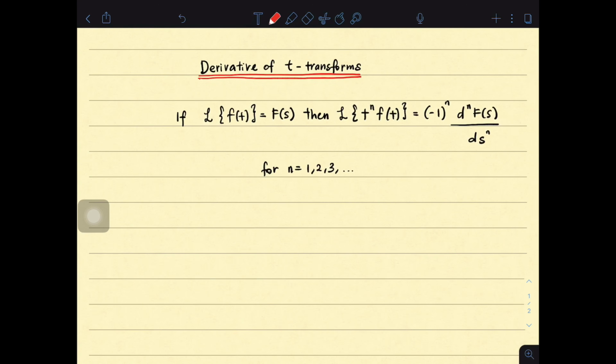Assalamualaikum and good day. So today we will continue with the subtopic 3.2.4, which is derivative of t transform. Derivative of t transform is one of the methods to find the Laplace transformation of a function.